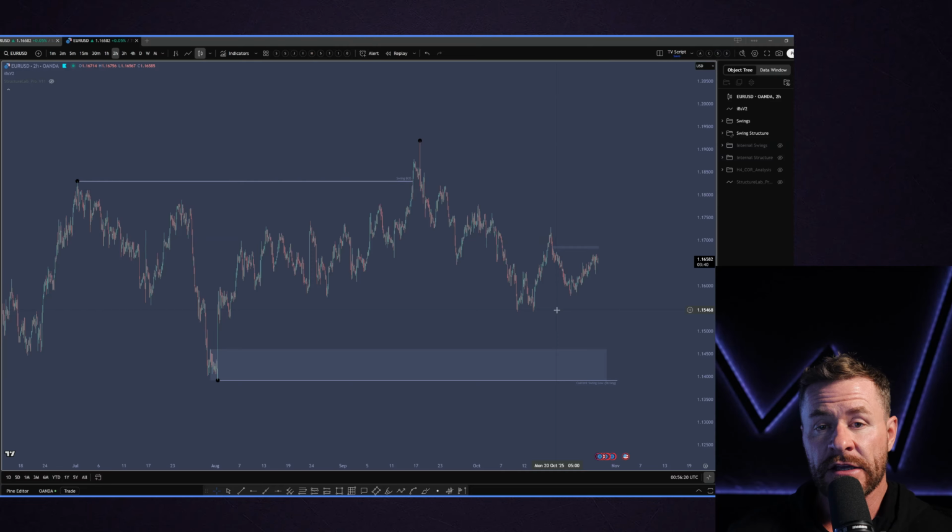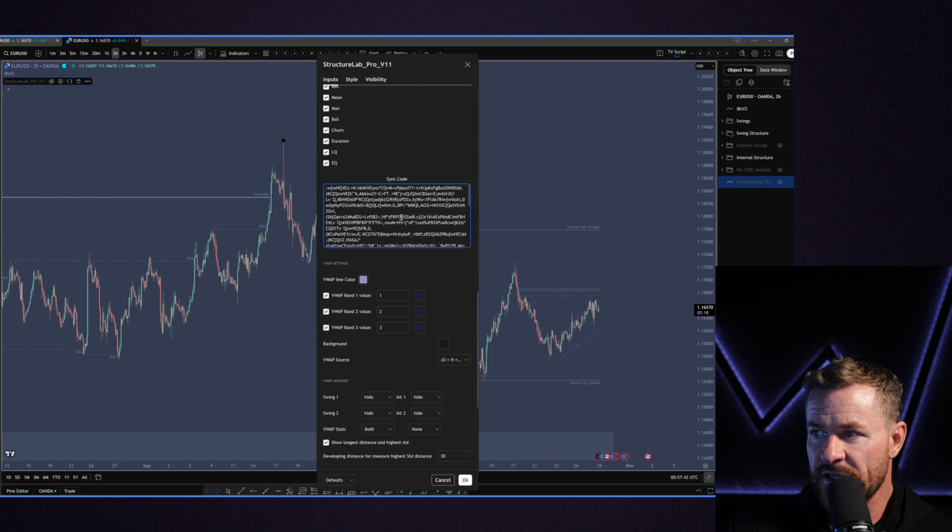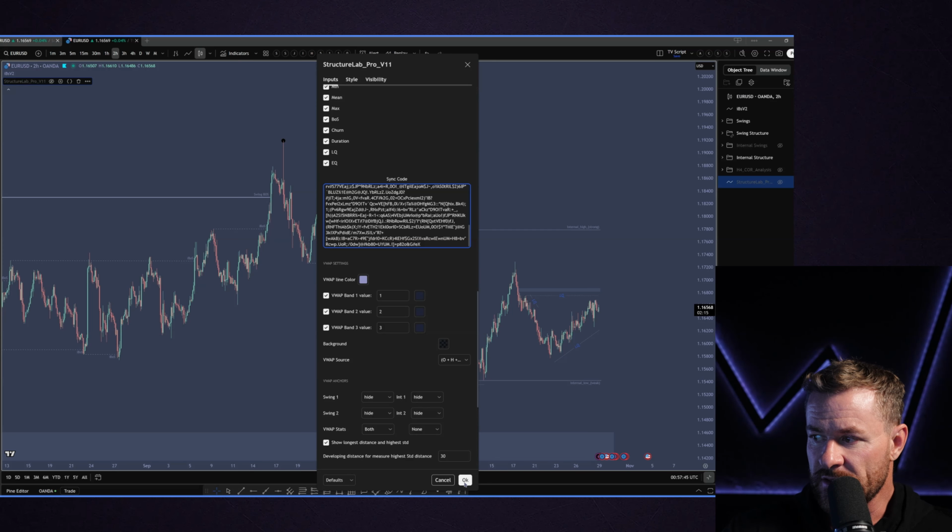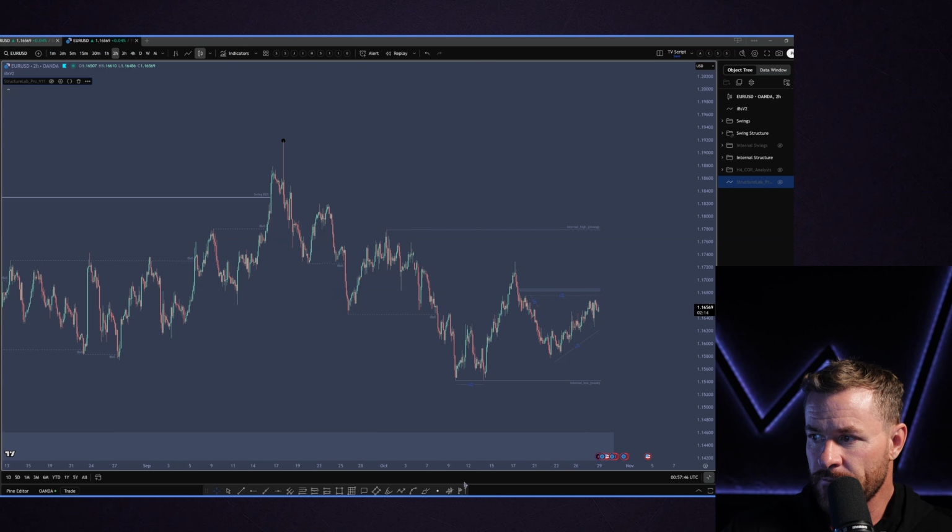So let me walk you through how I'm going to apply these stats for this forecast. We'll turn on our internal structure so that we can see our latest internal range, and we'll see what the data tells us. We'll come over here to our Structure Lab dashboard. I'm going to click the TradingView Sync button and head back over to TradingView. Once in TradingView, I'm going to open the Structure Lab indicator. I'm going to scroll down to this area where it says sync code, and I'm going to paste the sync code and hit OK. I'll now turn the indicator on, and you can see that it displays this heads up stats table that's going to tell us everything that we need to know.